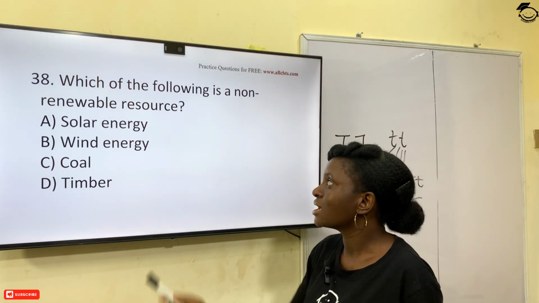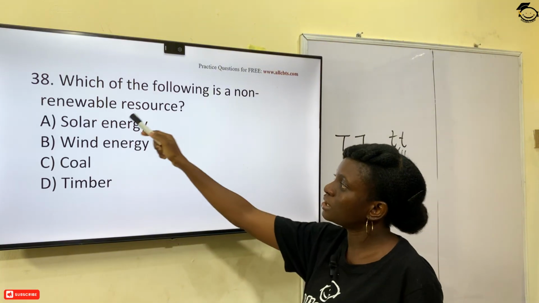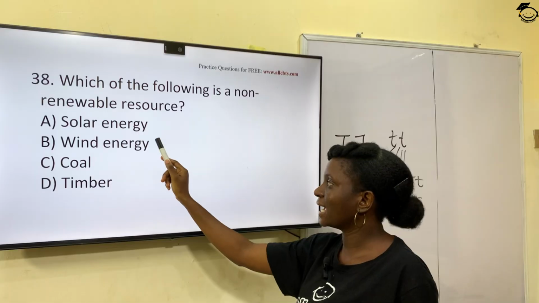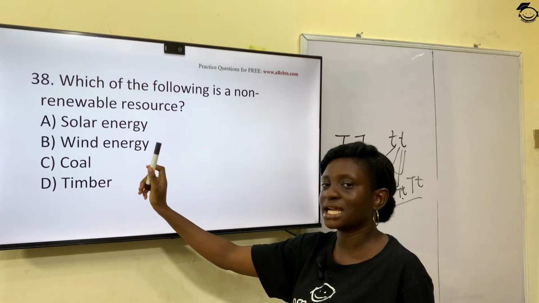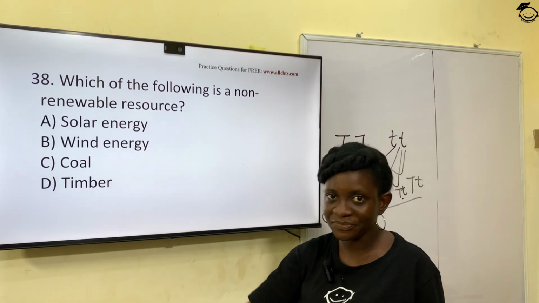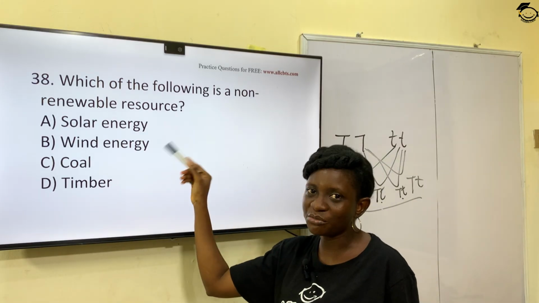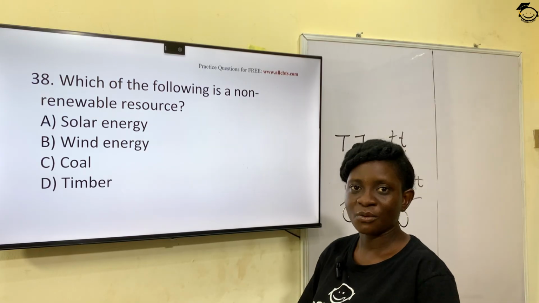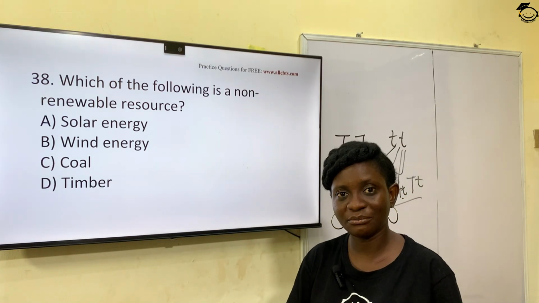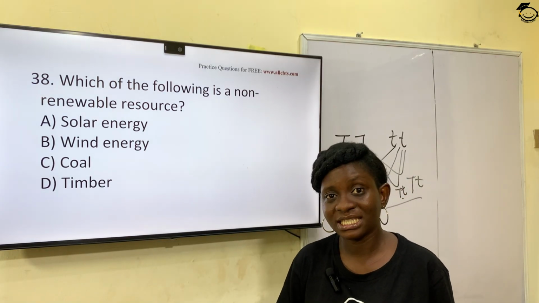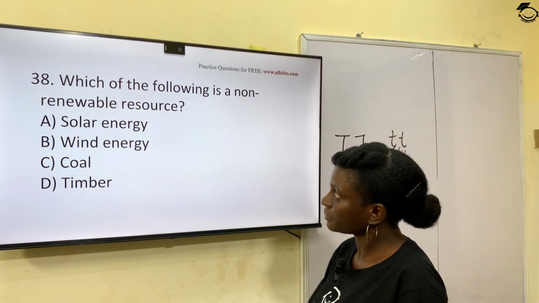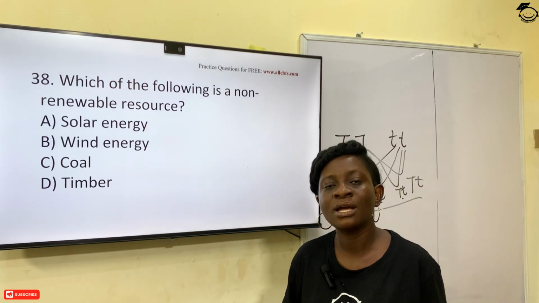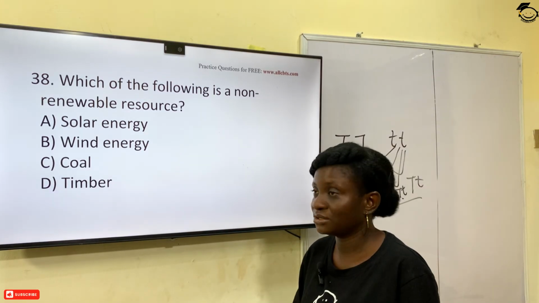Question 38. Which of the following is a non-renewable source? A, solar energy. B, wind energy. C, coal. D, timber. Non-renewable means it cannot be renewed. It's just as simple as that. We have renewable, which can be replenished when exhausted. But non-renewable cannot be easily gotten back when it is exhausted.